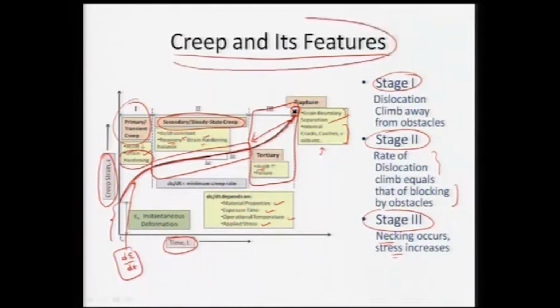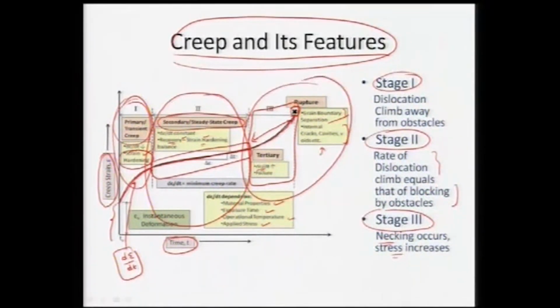So, we can see the creep. In the primary stage, we have lowering of the strain and lowering of the creep rate because of strain hardening. In the second stage, we have a balance between the strain hardening and the recovery, and in the third stage we have very rapid enhancement of the creep rate, and eventually it leads to rupture because of internal defect generation such as cracks, cavities and voids.